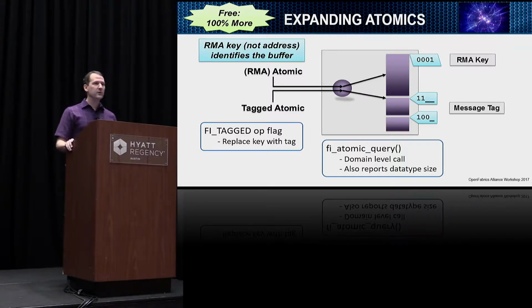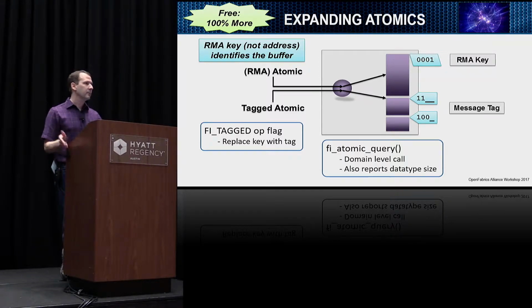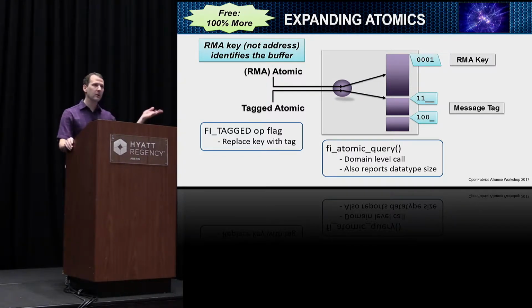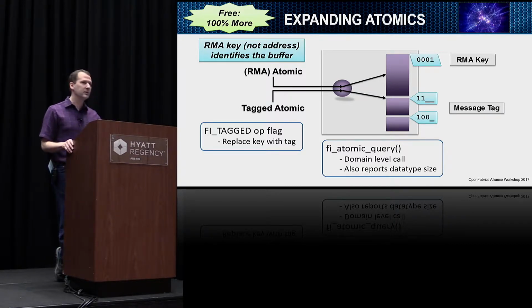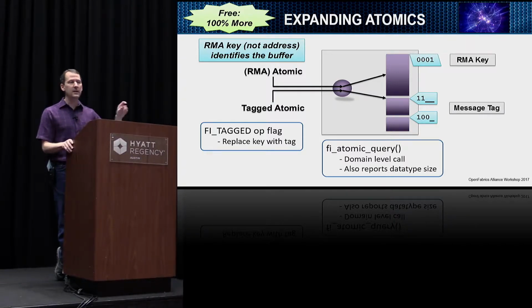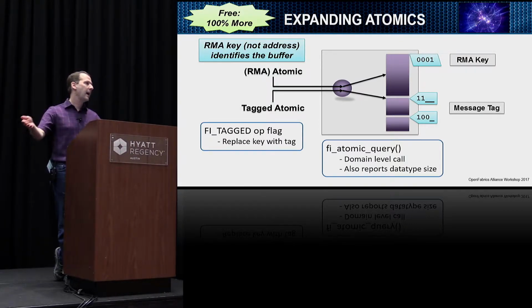So I said, well, if it's the key that's determining the buffer, conceptually a key and a message tag are the same. So can we support atomics to tagged messages? Through the API, we added basically a single operation flag. If the application specifies tag, then the key they're giving us is really interpreted as a message tag, and the atomic operation goes to the remote tagged message queue versus a remote RMA buffer.